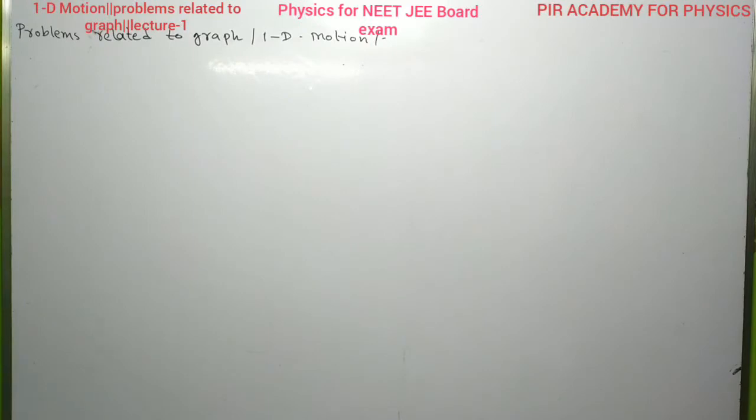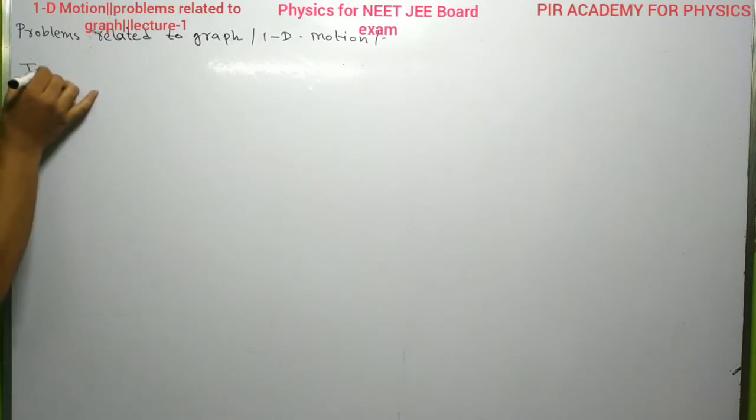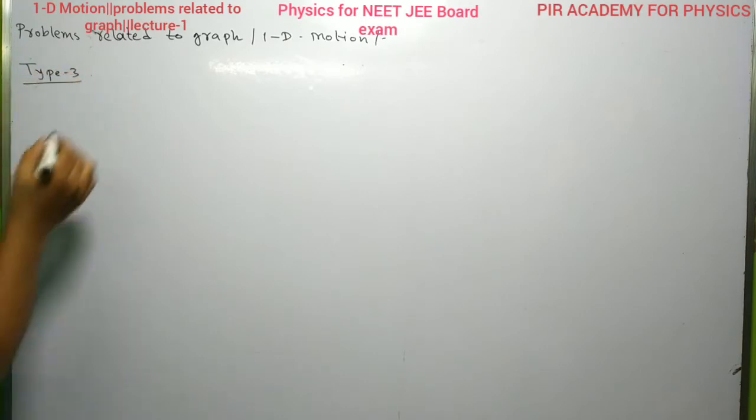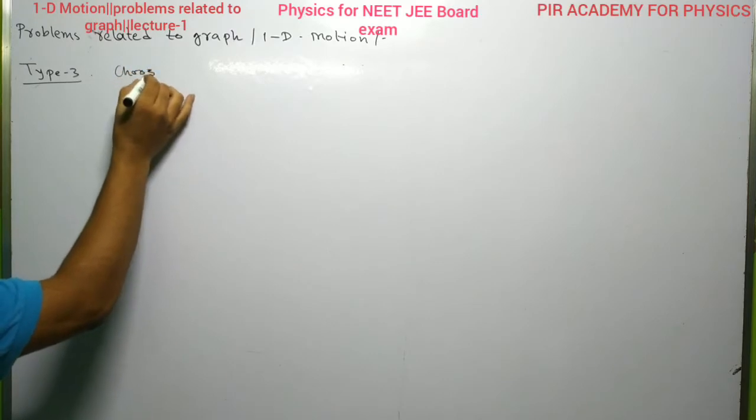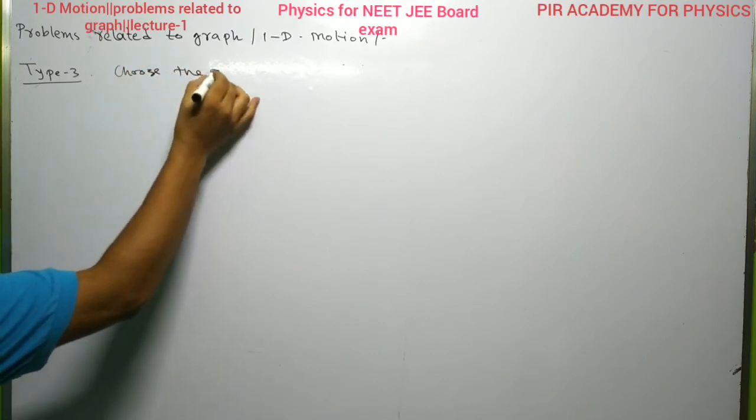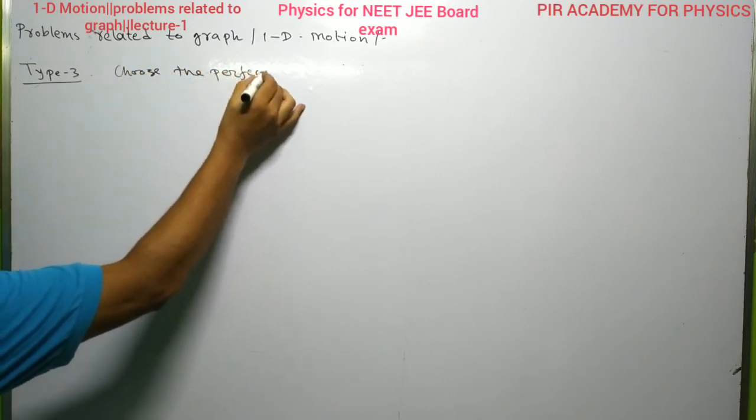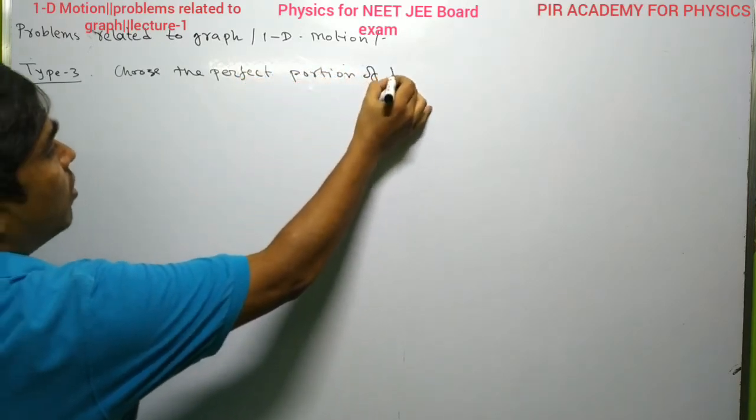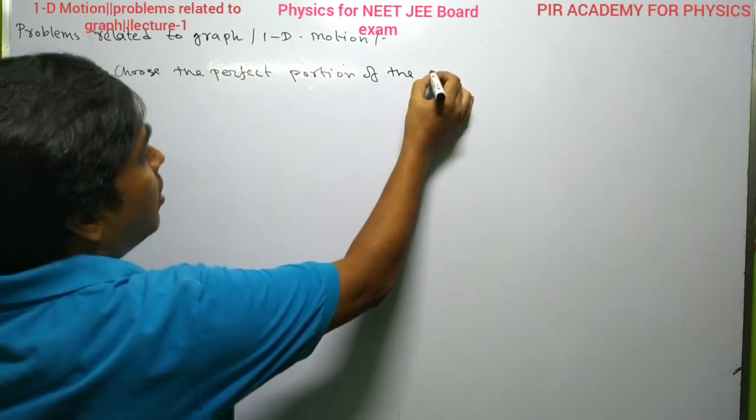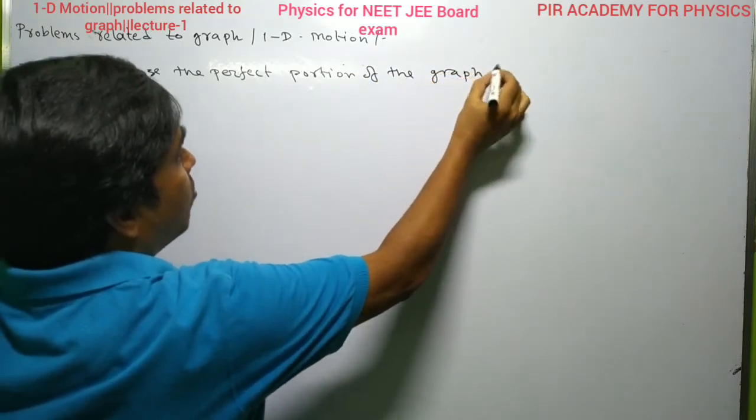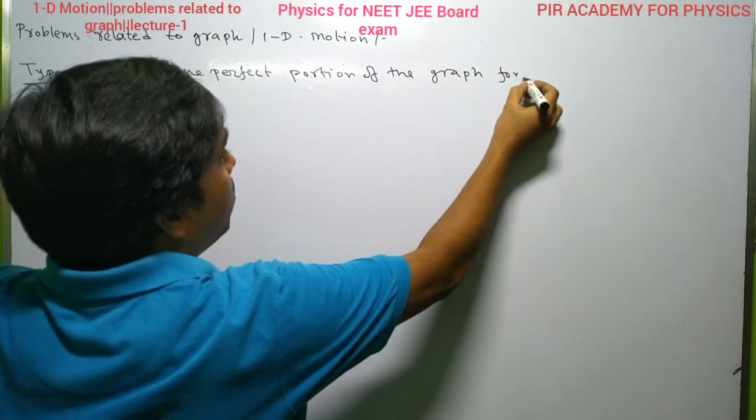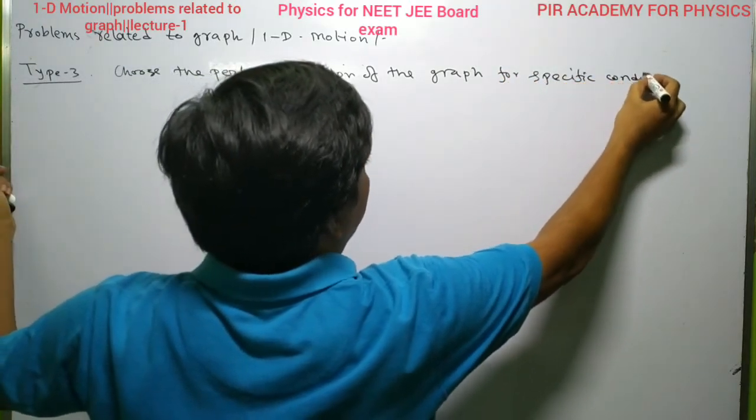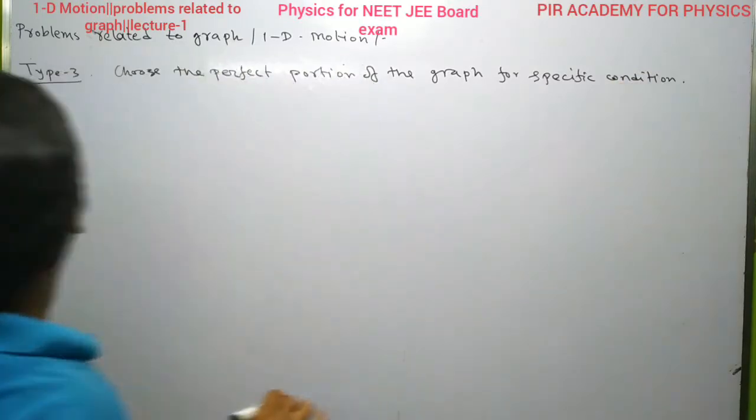Type 3. What is type 3? Type 3 is choose the perfect portion of the graph for a specific condition. This is the specific condition. This is one type of problem.